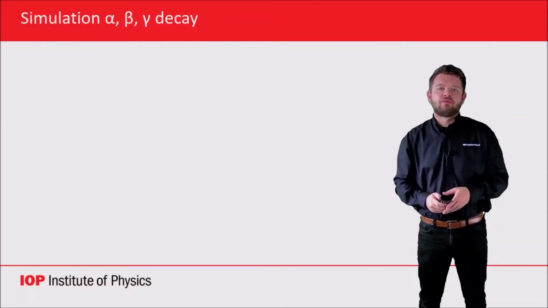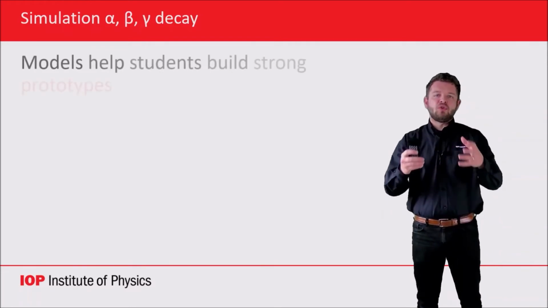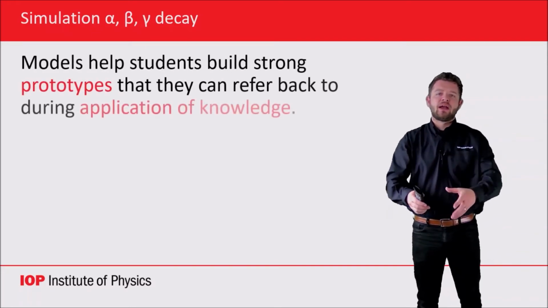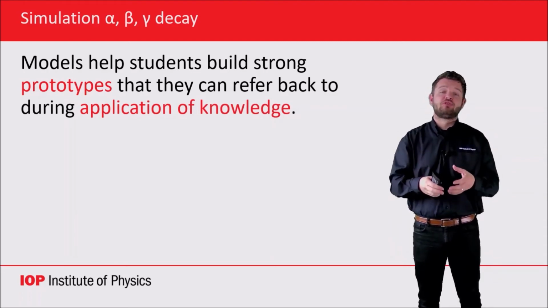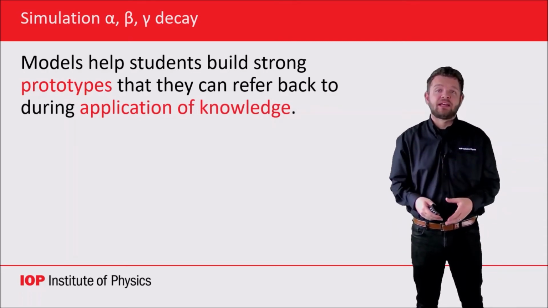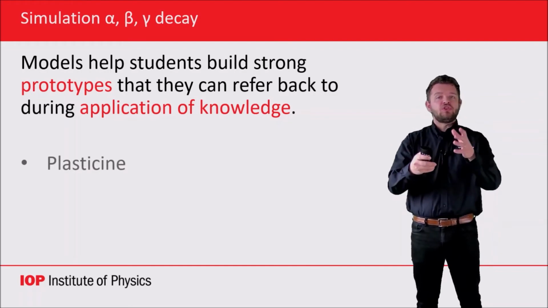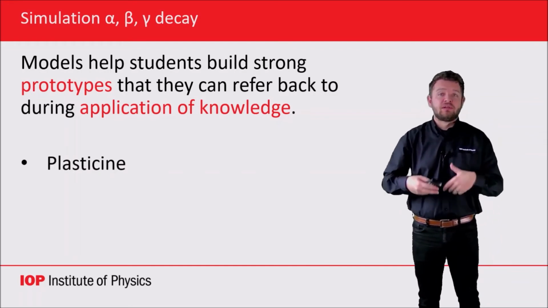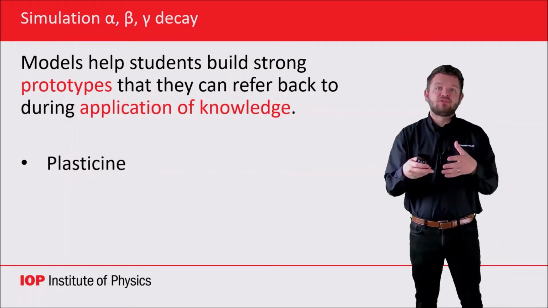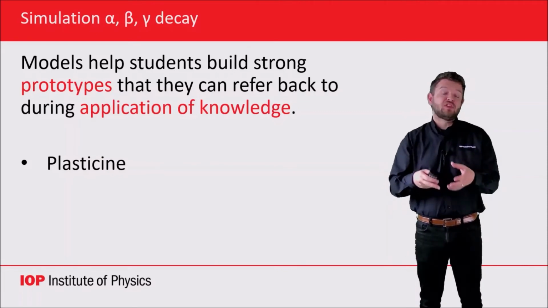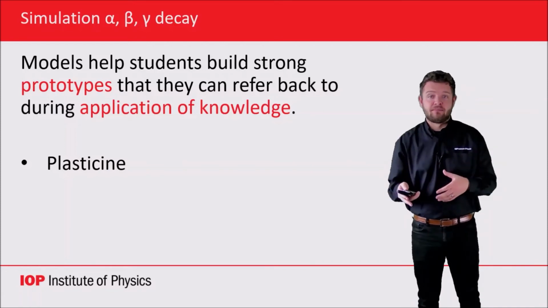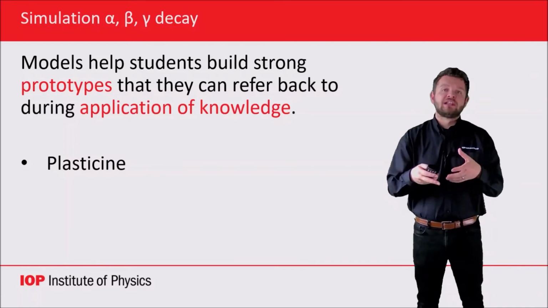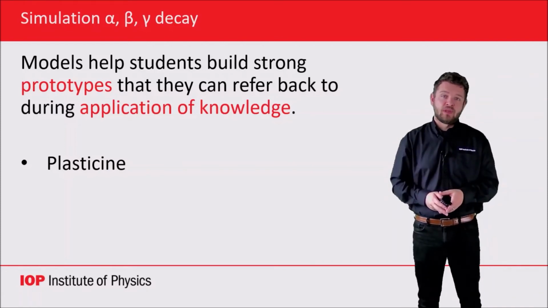Armed with our understanding of the 3 radiation types, we can model radioactive decay for students in a way that ensures they build strong prototypes that they can refer back to during exam questions and other applications of the knowledge. We could use plasticine balls to allow students to build model nuclei and ask them to show the changes in the nucleus after certain decay types. This will allow students to tangibly see, for example, the difference made when a nucleus loses an alpha particle.